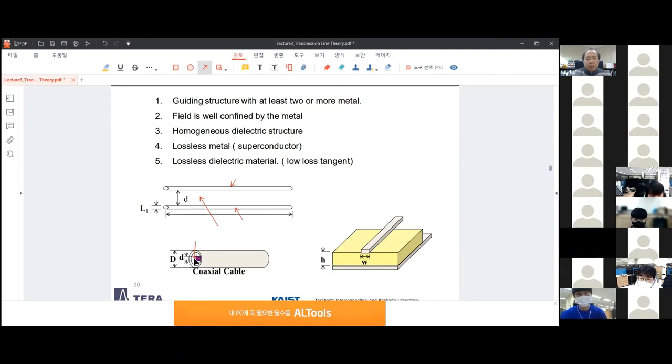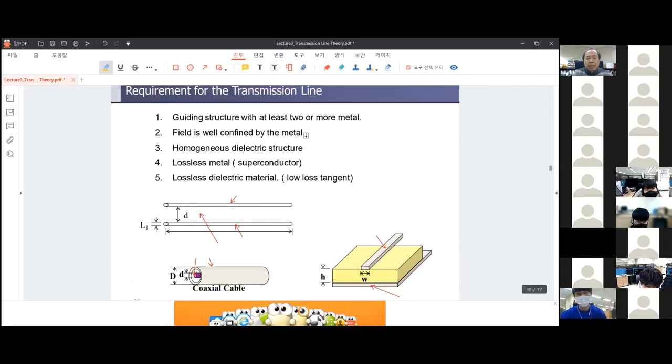Sometimes we use a coaxial structure, where the signal line is in the center and the ground return current is on the outside. In this case, we have a microstrip line case. This metal will work as a signal line and this underneath metal will serve as the ground line. And one interesting requirement of the transmission line is that it has to have at least two or more metals. Very important requirement. A single wire cannot transmit very high speed digital signals.